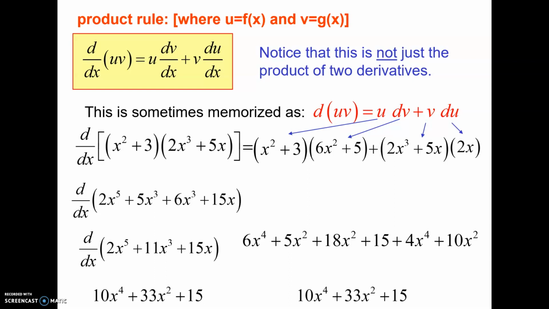Now again, if we are given two polynomial functions, it's easier to do it this first way. Just FOIL first, then take the derivative. However, if we are not given two polynomial functions, which is for the most part what happens in our upper level mathematics, we would need to use the product rule. So let's try some examples.